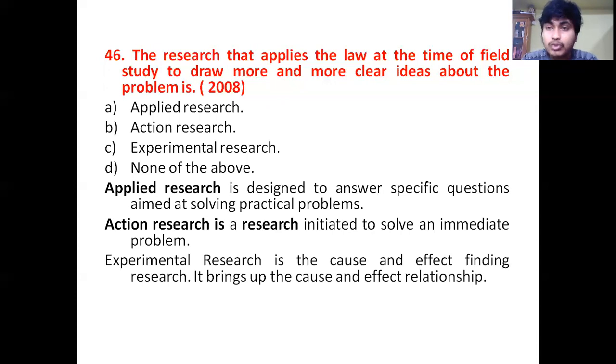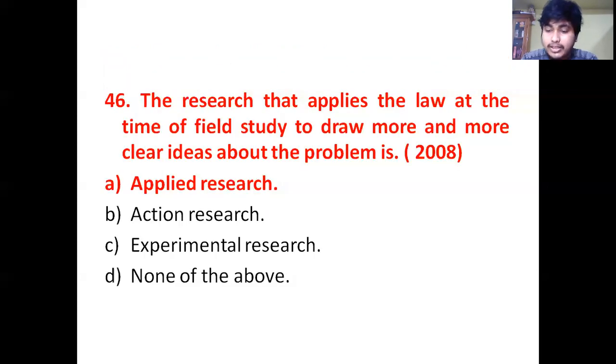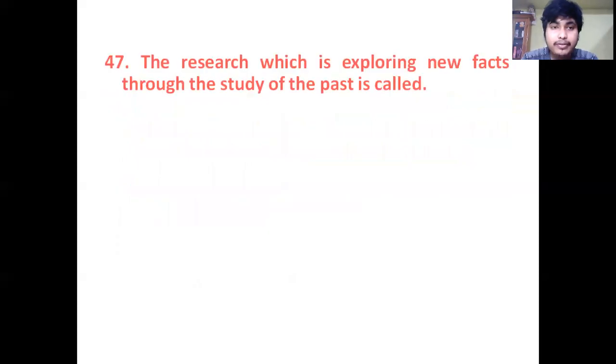Suppose there are two variables, independent variables and dependent variables. The independent variable can be manipulated, and the dependent variable depends on the independent variable. So our question is, the research that applies the law at the time of field study to draw more and more clear ideas about the problem is, the correct answer will be applied research.